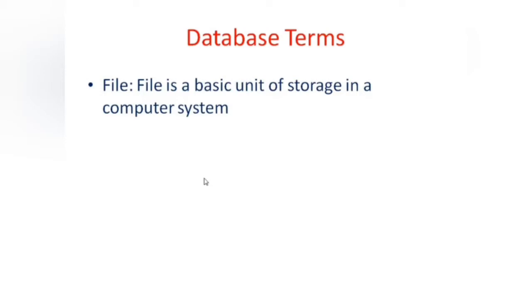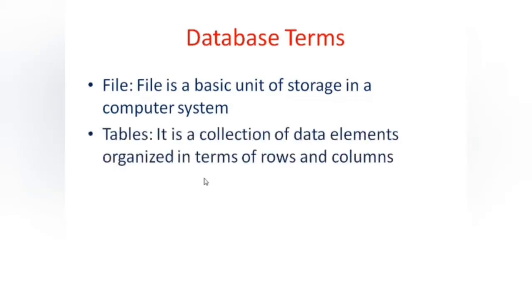If you have multiple files together, then that can be called as database. So in a database, you will find a number of files in it. Again, if I classify a file, it may contain a number of tables. So what do you mean by table? It is a collection of data elements organized in terms of rows and columns. Sometimes table will be also referred as entities, consisting of values in rows and columns.